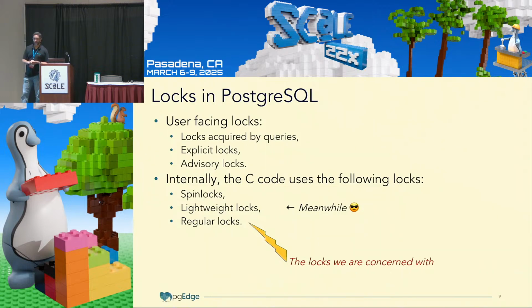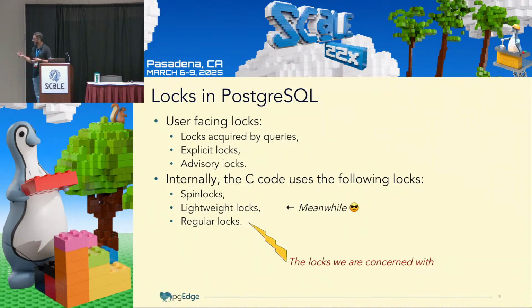Then you have lightweight locks. These are really at the core of the whole Postgres, and these are how you protect larger data structures in Postgres. And finally, you have regular locks. What you do not have with other locks and you have with regular locks is deadlock detection. Deadlock detection comes in with regular locks. Spin locks don't have it, lightweight locks don't have it.